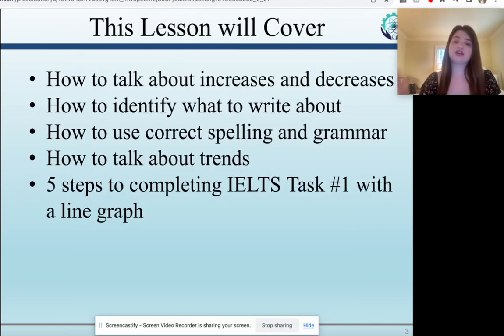So I want to actually talk a bit about what is IELTS task one. Basically, they give you some sort of a graph or a table or a chart, something like that, that you're going to look at. And then you're going to talk about the trends that you notice there. And I'll talk more about structure for that and how to do that in a little bit.